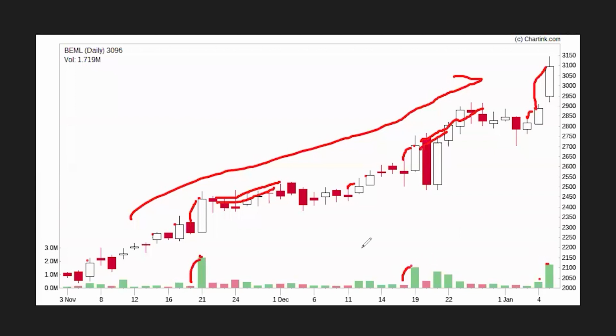There are several other places where prices are higher than the previous volume. For example, here, the price is higher than the previous volume. Same here, it is higher than the previous volume.